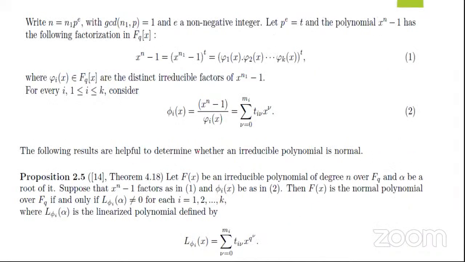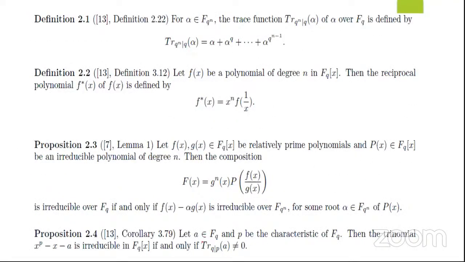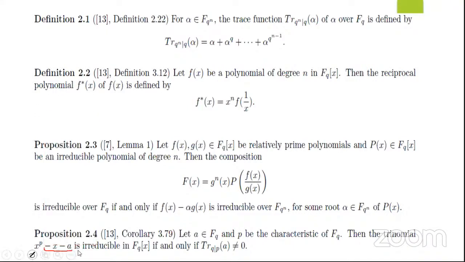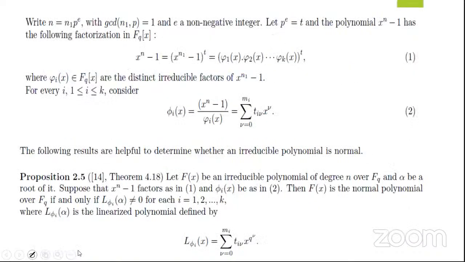Then the next result is, if we have an element a of Fq and p is the characteristic of Fq, then the trinomial x^p - x - a is irreducible if and only if the trace of this element a is non-zero.